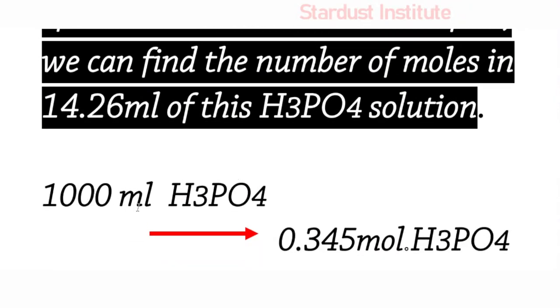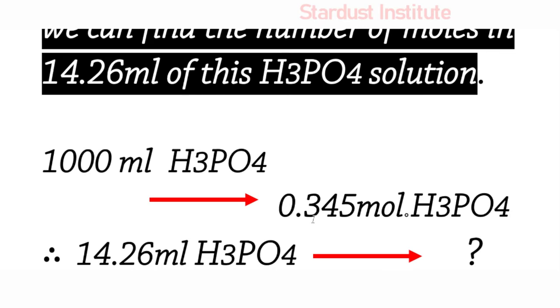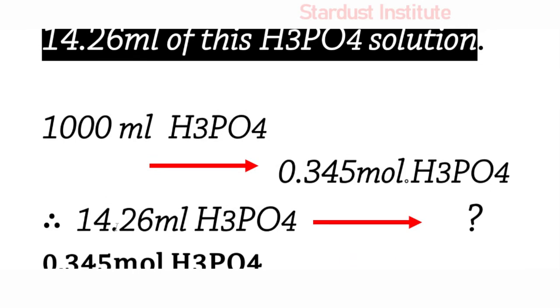Because this is a 0.345 M phosphoric acid solution, in 1000 milliliters of this solution there are 0.345 moles of phosphoric acid. Then in 14.26 milliliters of this solution, how many moles of phosphoric acid are there? You can find the answer in this way: 0.345 moles of phosphoric acid divided by 1000 milliliters phosphoric acid, multiplied by 14.26 milliliters phosphoric acid.